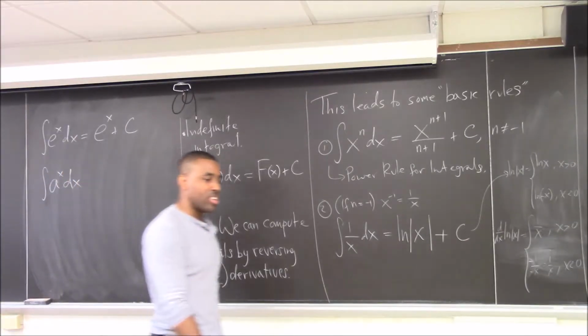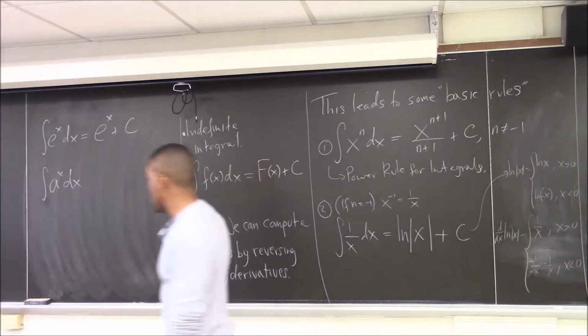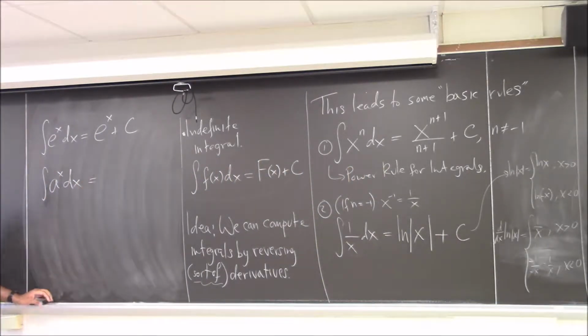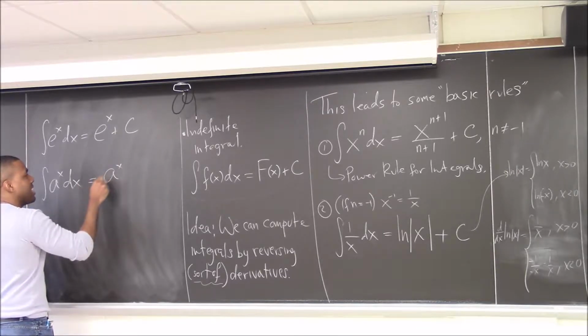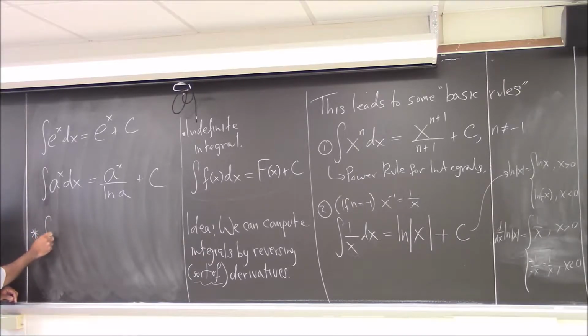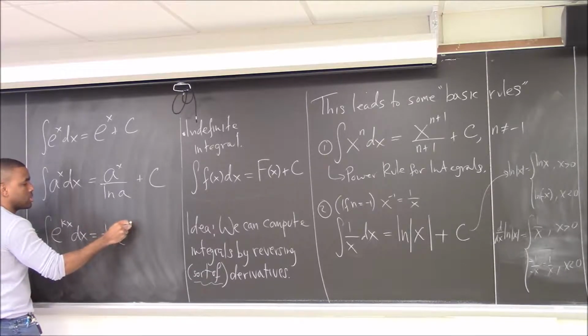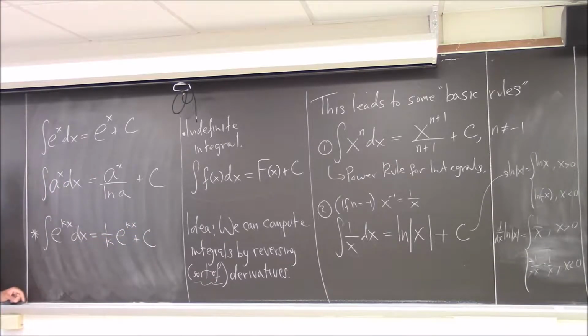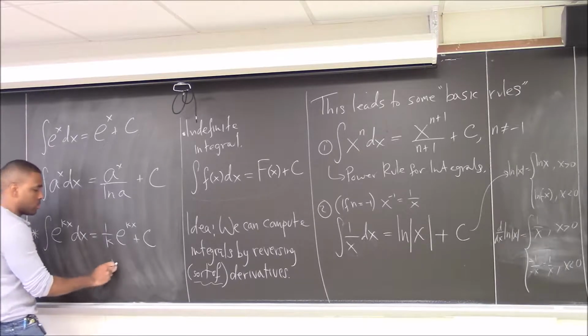We can actually also integrate a to the x, so something like 2 to the x or 3 to the x or some constant to the x. This is a to the x divided by ln a, because you may remember that to differentiate a to the x, it's a to the x times ln a. This one we can sort of justify with substitution, but I'll mention it anyway. If I have e to a constant times x, this is the same as 1 over the constant times e to the constant times x plus c. Of course, the constant is not equal to 0.